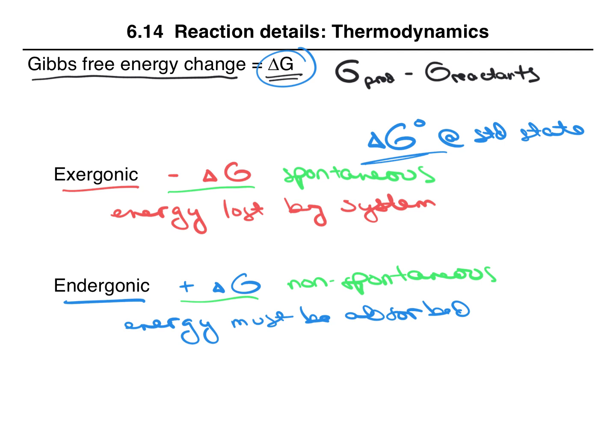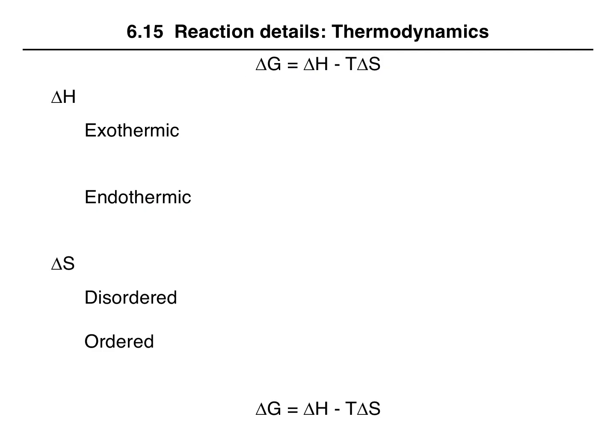Now, what are the components of delta G? What determines whether the delta G is positive or negative? Let's take a look at that. The Gibbs free energy, or delta G, is equal to delta H minus T delta S. The delta H is the enthalpy change, and the delta H is known as the heat of reaction. Basically, this is determined by the differences in bonding energies.